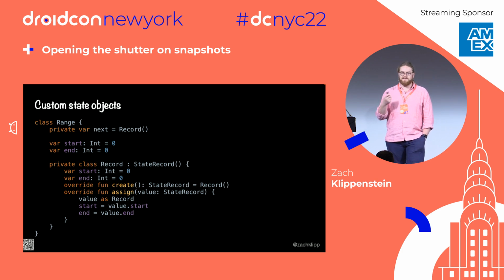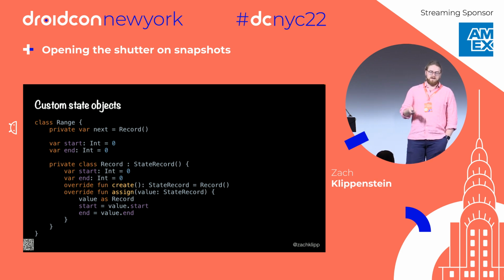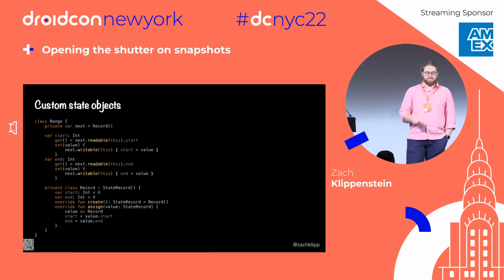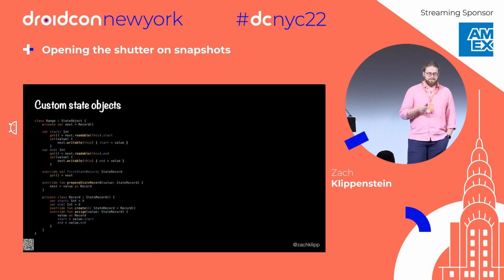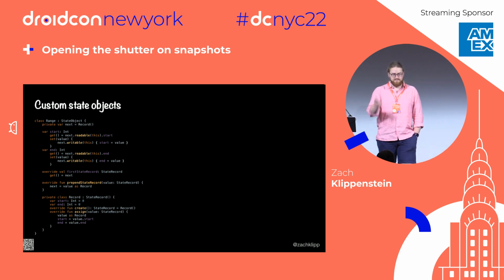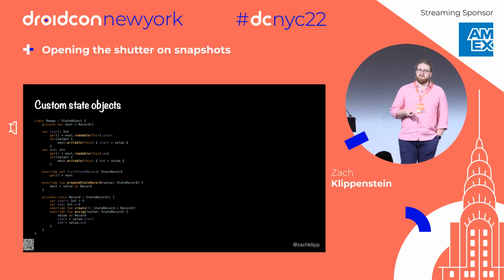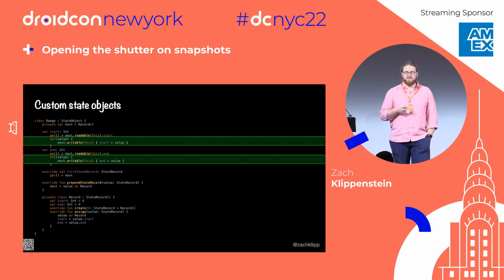So we're going to implement it in a very similar way as mutable state. We're going to give it a record type, create and assign. In this case, we've got two properties, so we're going to assign both of those. Then we're going to implement the start and end properties using the readable and writable extensions, and the first state record and prepend state records to update the list. So this is the same set of steps as we did for mutable state. Now we're going to add some new functionality. Let's validate the start and end values so that you can't make start greater than end.